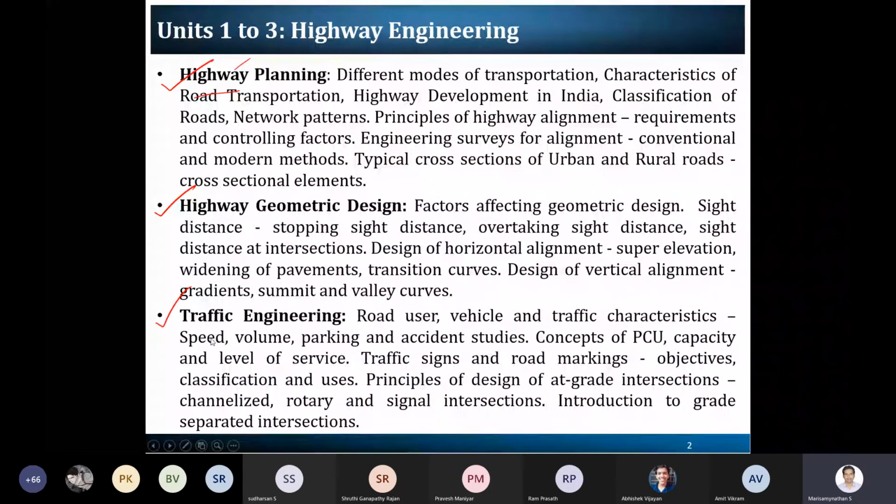The components you might be seeing look like a lesser amount, but when we talk about each individual component, it has plenty of information to learn. So probably all the classes hereafter we will be engaging to cover all three units. But let's see how it goes.